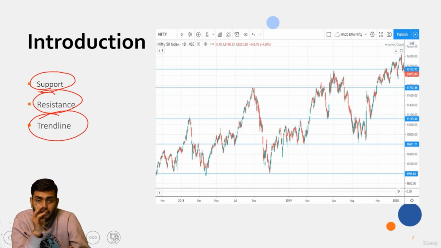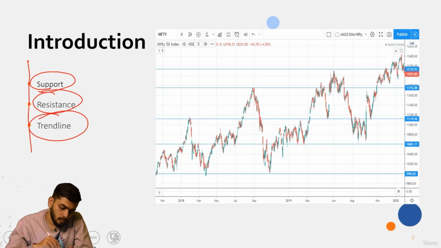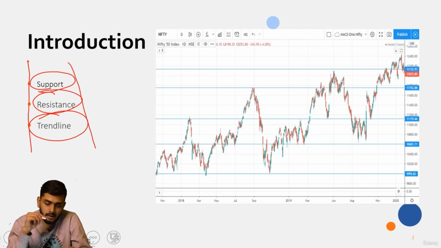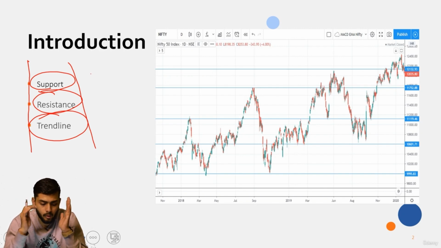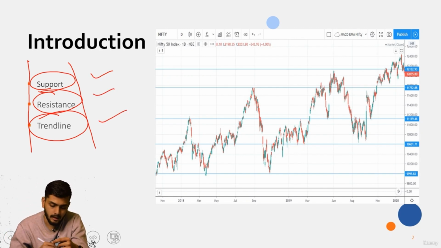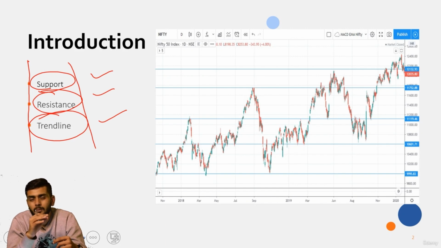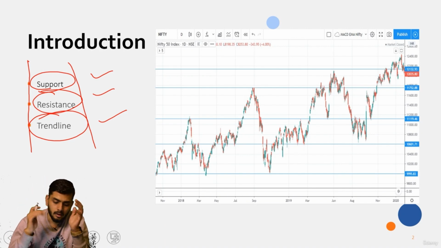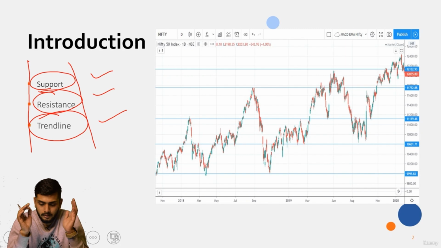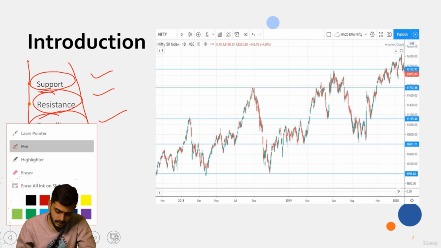Again I am repeating, if we are able to fully get a hang of what these three are, support, resistance and trend line, almost 60 to 70% of our understanding of a chart, of our journey to becoming a trader is done. So just be mindful, stop what you are doing. If you are working, just pause the video, don't watch it later, have a clear mind and then start watching this video. So let's start.